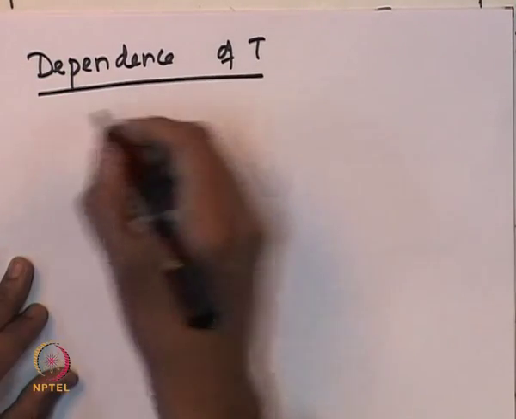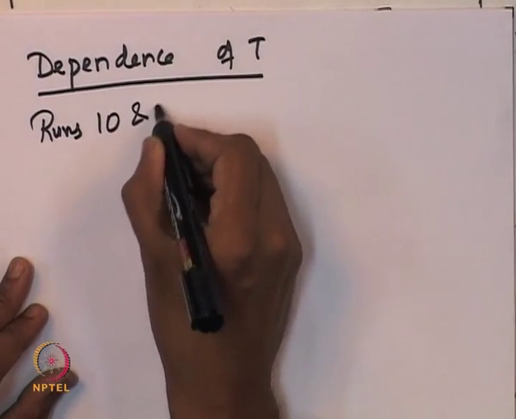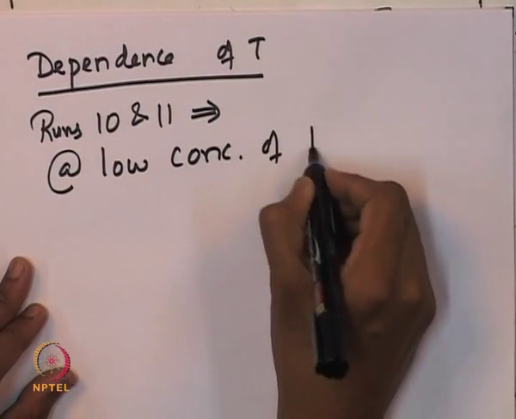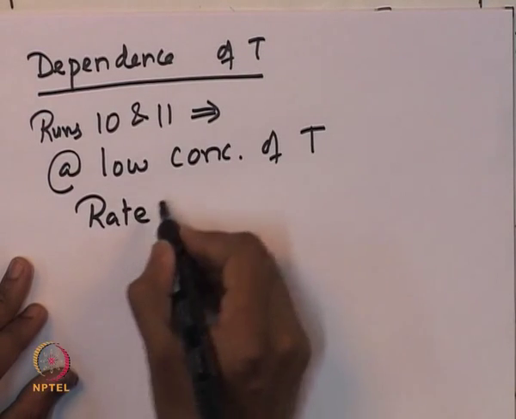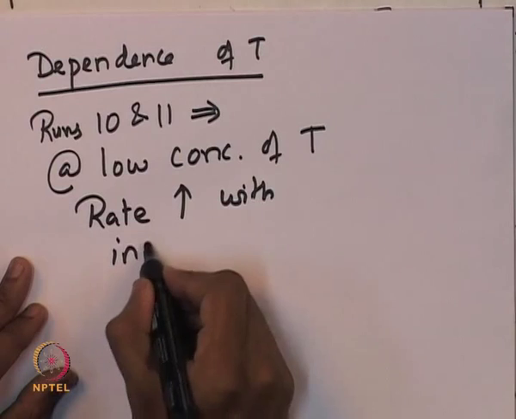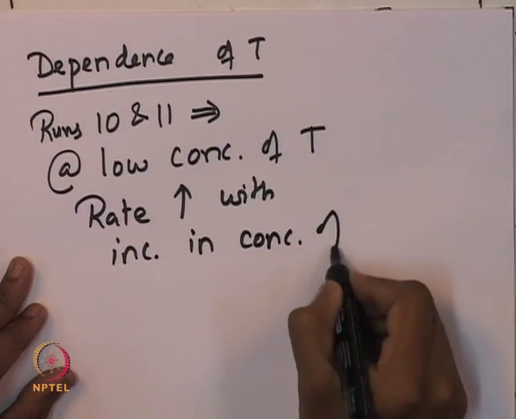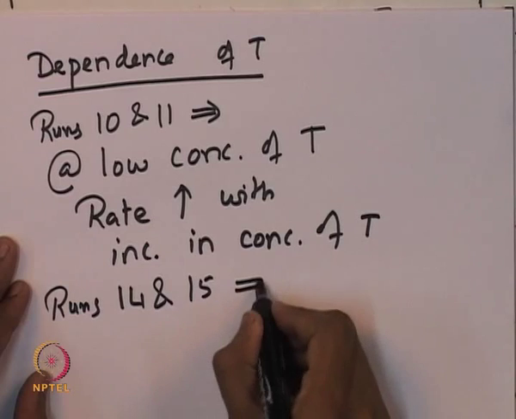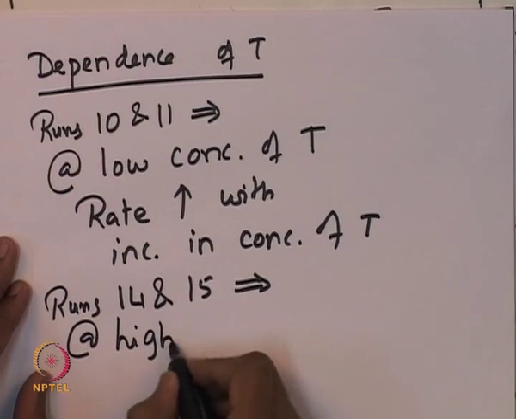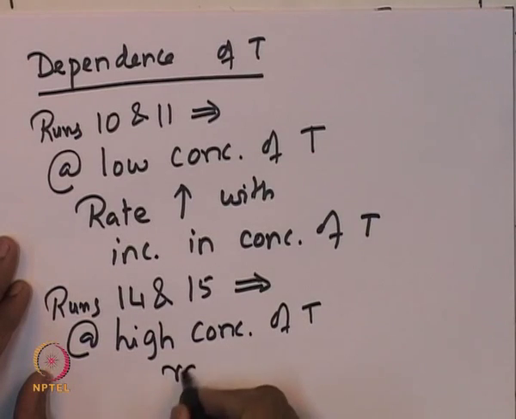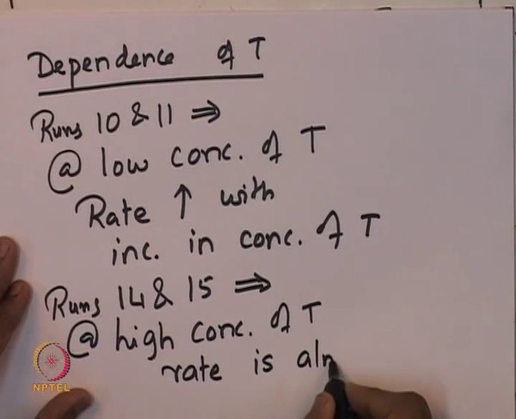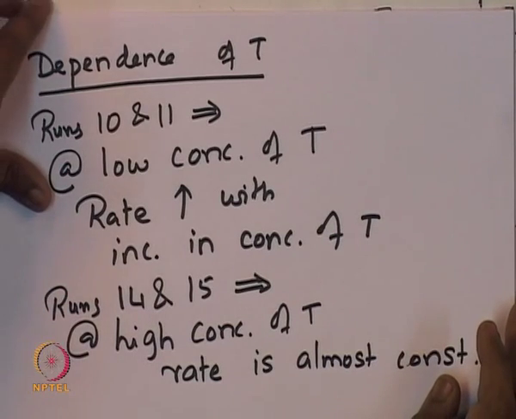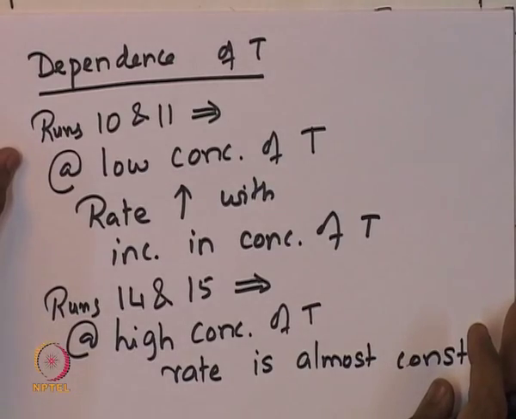So dependence of T, runs 10 and 11 suggest that at low concentration of toluene, the rate increases with increase in concentration of T. And similarly, runs 14 and 15 suggest that at high concentrations of T, the rate remains almost constant. Okay. So that's the deduction that we can get from the experimental data on the dependence of the reaction rate on the concentration of toluene.